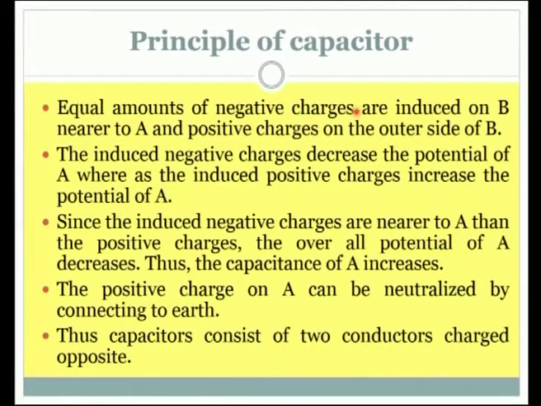Equal amounts of negative charge are induced on B nearer to A and the positive charges on the outer side of B. The induced negative charges decrease the potential of A, whereas the induced positive charges increase the potential of A. Since the induced negative charges are nearer to A than the positive charges, the overall potential of A decreases. Thus, the capacitance of A increases. The positive charge on A can be neutralized by connecting it to the earth. Thus, capacitors consist of two conductors charged oppositely.